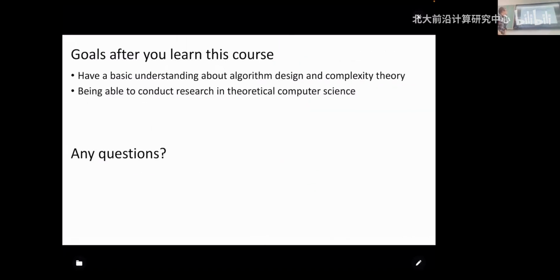So the goals after you learn this course are that you want to have a basic understanding of algorithm design and complexity theory, and also you want to be able to conduct research in theoretical computer science, if you want. So any questions?